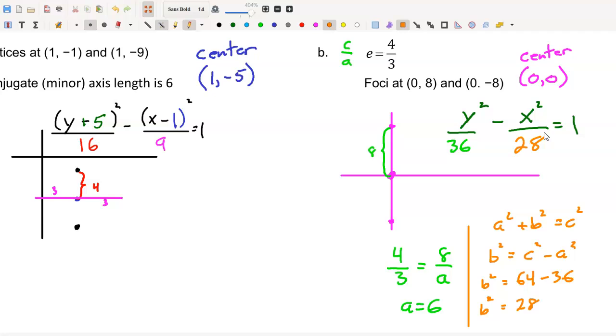Now, if we needed to actually graph this, I'd take the square root of 28 and go that distance left and right, but we don't need to graph it. So just graph as much as you need to get the information, the center, A and B squared, and then you're done. Okay. All right.